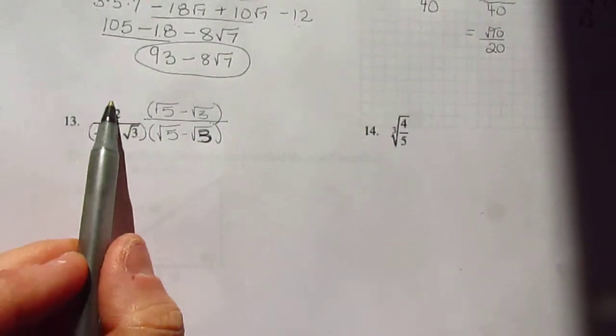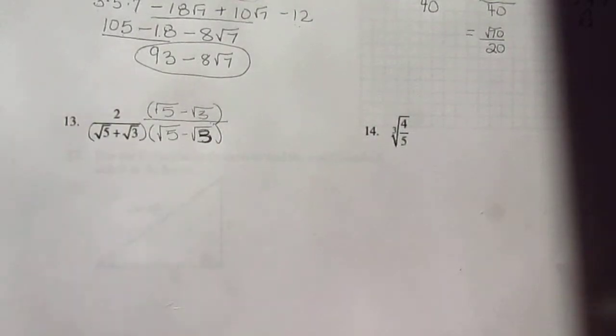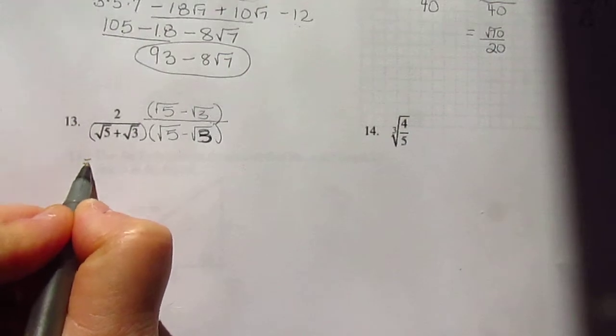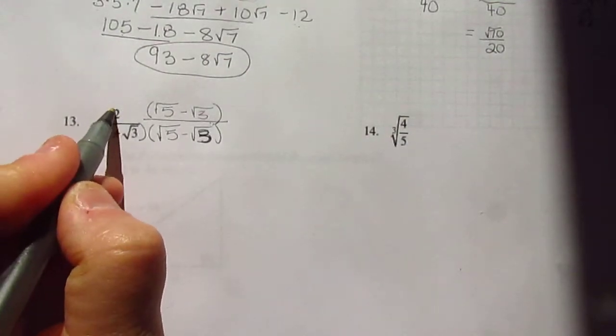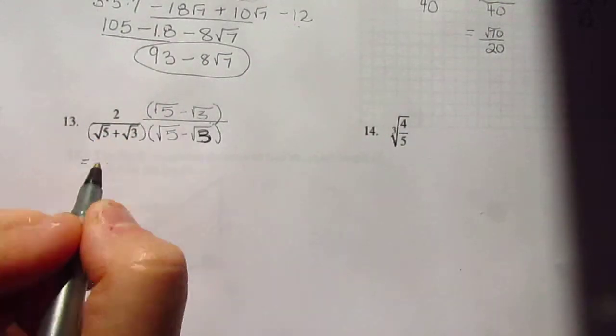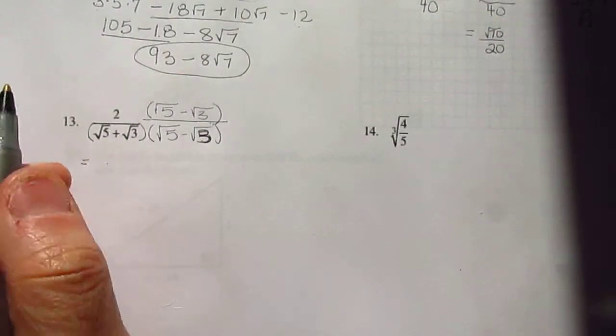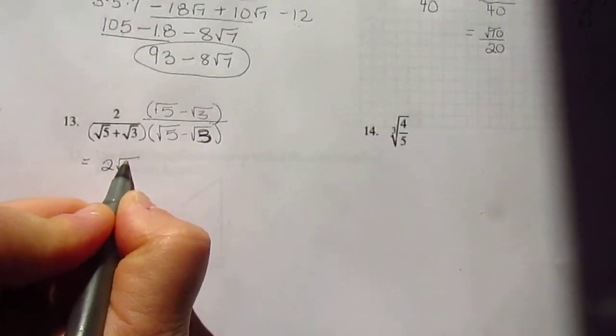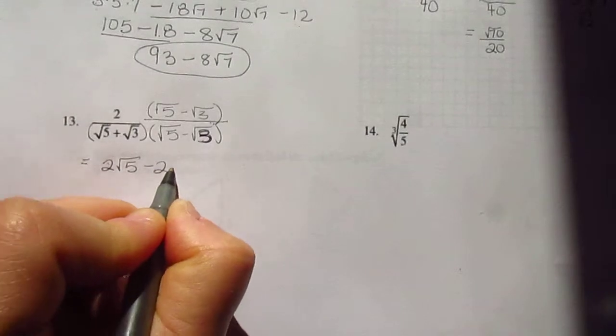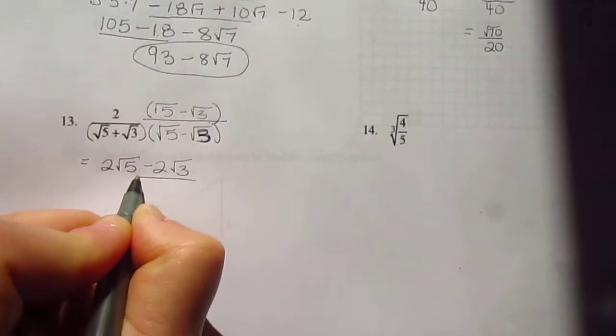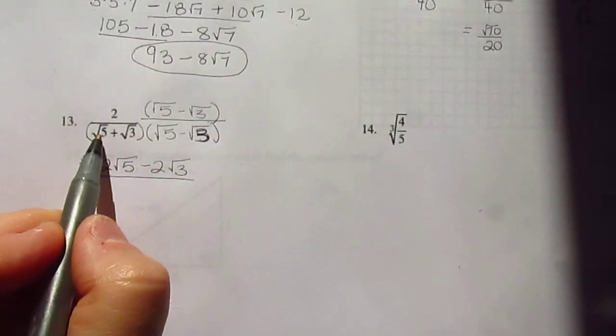This is what I started with. Multiplying by 1, I should end up with the same expression, an equivalent expression. So this is just 2 times this polynomial numerator, which becomes 2 radical 5 minus 2 radical 3. The denominator, we'll work on that together.